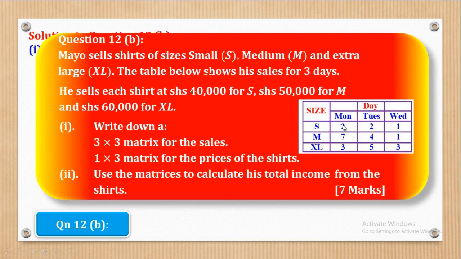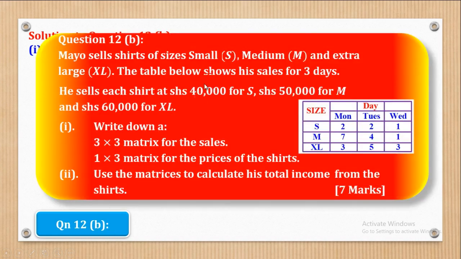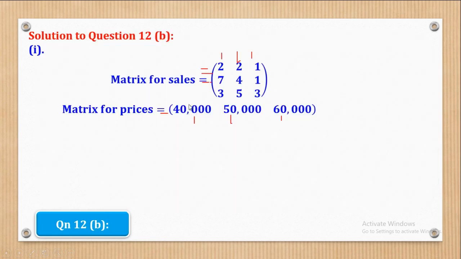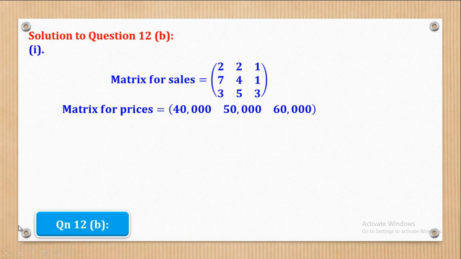So I think we realize that this one will be 2, 2, 1, 7, 4, 1, 3, 5, 3. This is where we get the 2, 2, 1, 7, 4, 1, and 3, 5, 3. Then for the prices, we have this 40,000, 50,000, and 60,000. So that is where the 40,000, 50,000, and 60,000 are coming from. So that was basically Roman 1. Now let's go to Roman 2.